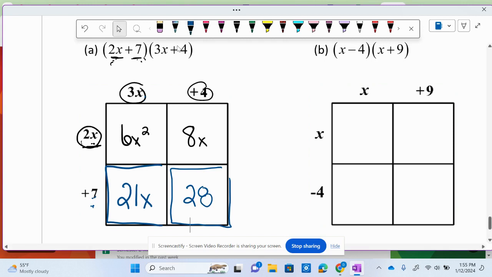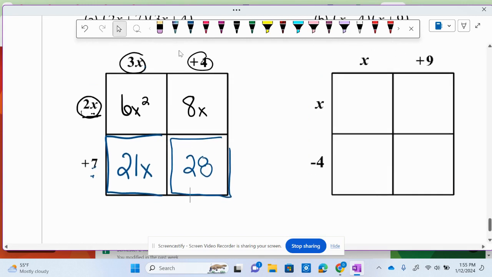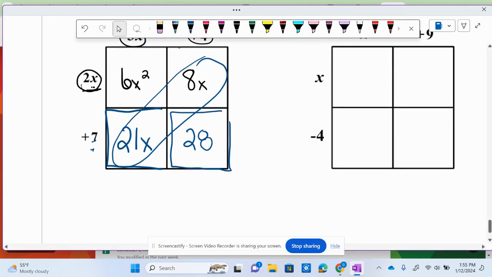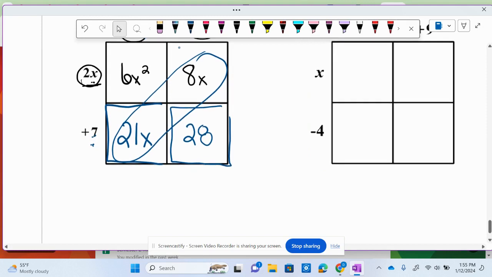Notice that when these are all positive, these middle terms right here can be what? Combined. Yeah, they have the same exponent, same power variable. So this is really 6x squared plus, what's 21 plus 8? 29x plus 28. Yeah.